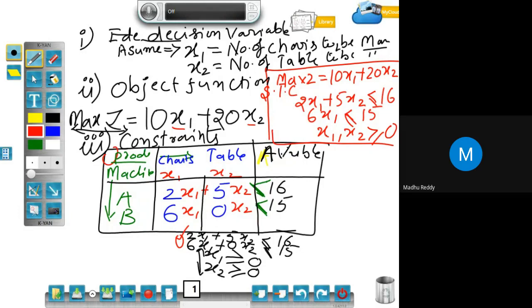Later on you need to know how to find the values of x1 and x2, which is the solution. That is the solution we need to know. In the next examples we will see how to get the value of x1 and the value of x2. That is the main problem we need to solve.